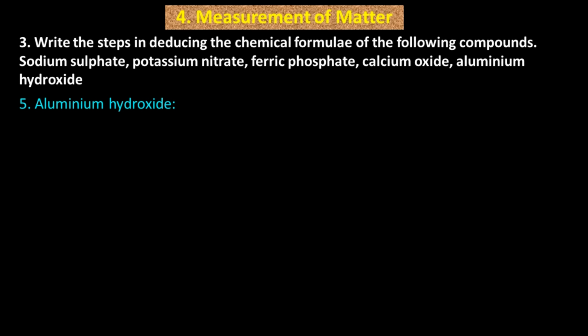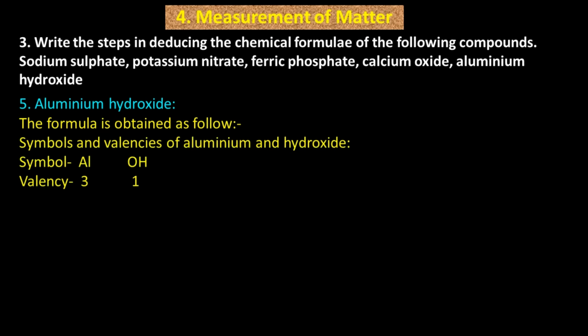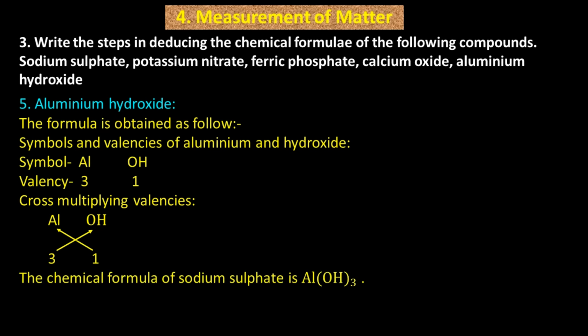5. Aluminium hydroxide. The formula is obtained as follows. Symbols and valencies of aluminium and hydroxide are: symbol of aluminium is Al, its valence is 3. Symbol of hydroxide is OH, its valence is 1. Cross multiplying valencies, Al is multiplied by 1 and OH is multiplied by 3. Therefore, the chemical formula of aluminium hydroxide is Al(OH)3.